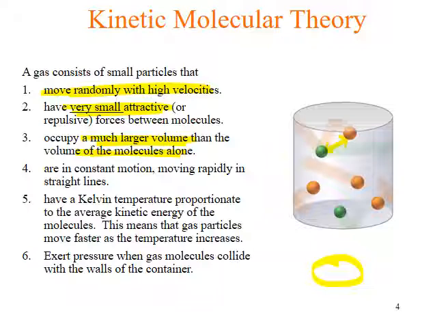The next thing this theory tells us is that gas particles are always moving very rapidly. They are in constant motion and they are moving very fast around this container.